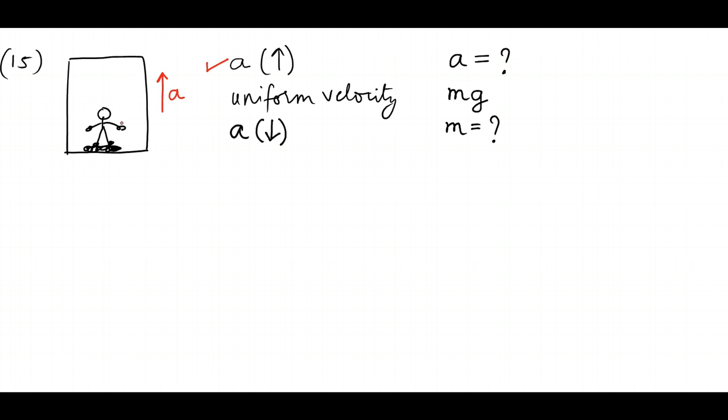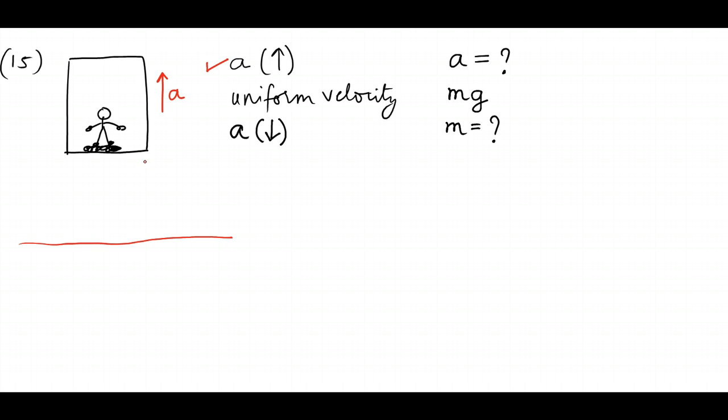But we have two options in front of us. We can analyze the whole situation from the ground frame. So maybe let's imagine that this is the ground. So this is an inertial reference frame, and we can of course apply F = ma to the man, and we can solve the problem in the ground frame completely.